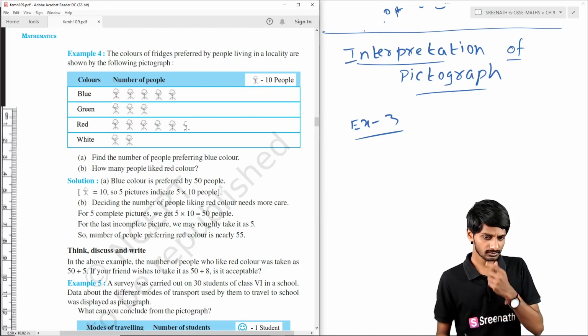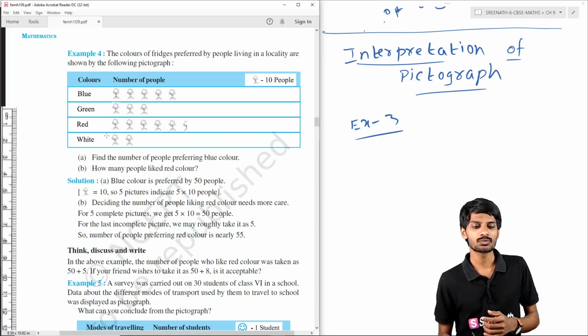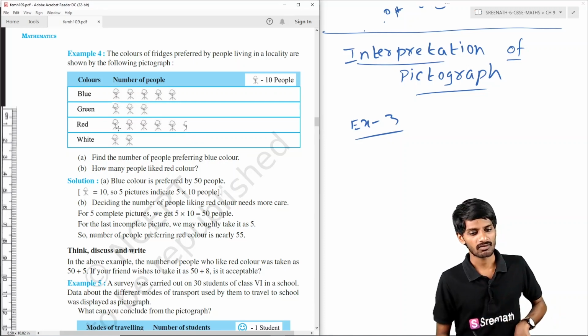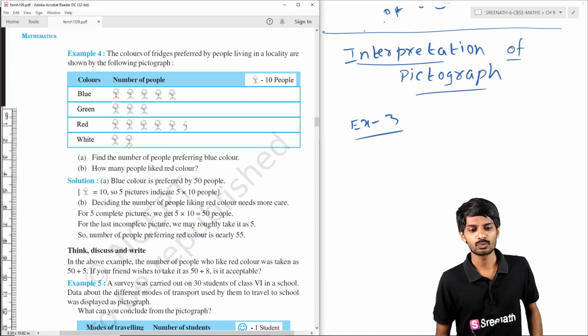And here there are 3, 5, and there is a half picture. So what does it mean? Each picture represents 10 people, so a half picture represents 5 people. So there are 5 pictures, 50 people, and a half picture, 5 people, so that is 55 people. Next, 2 pictures, each picture is 10 people, so 20 people. That is the thing, students.